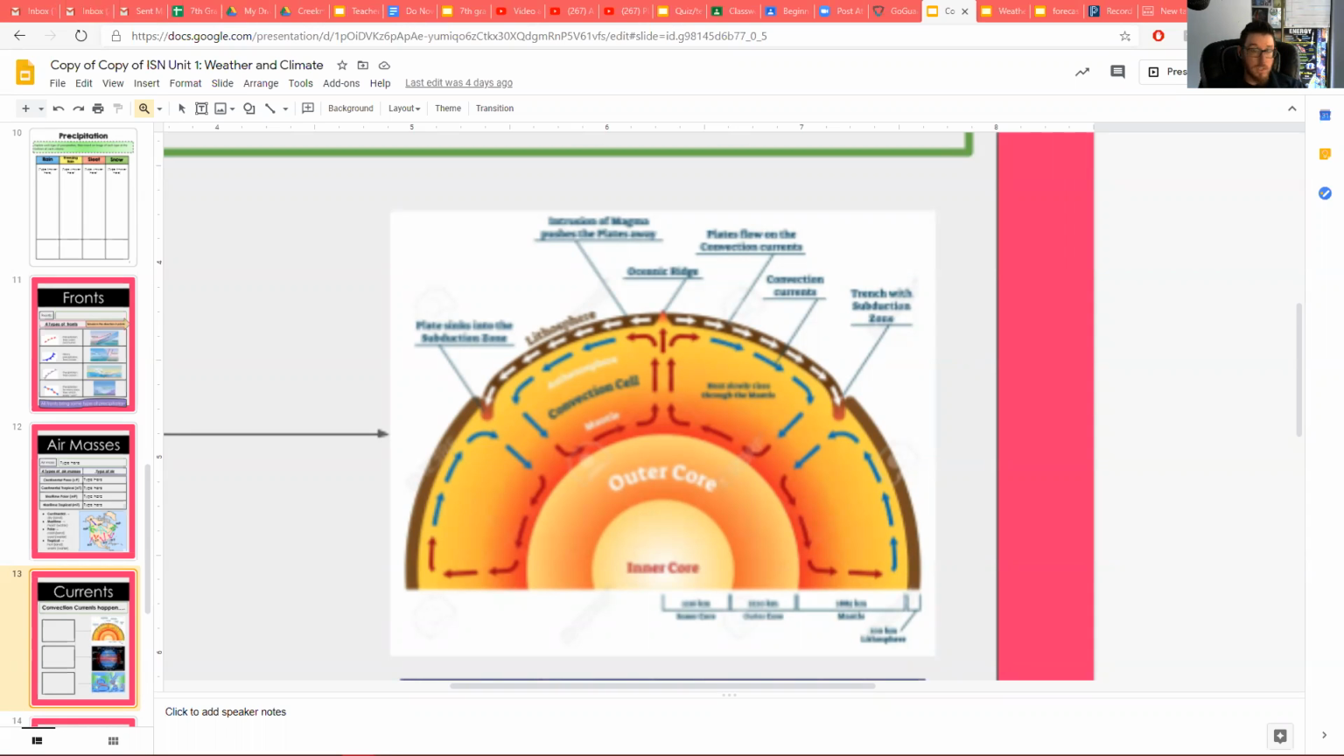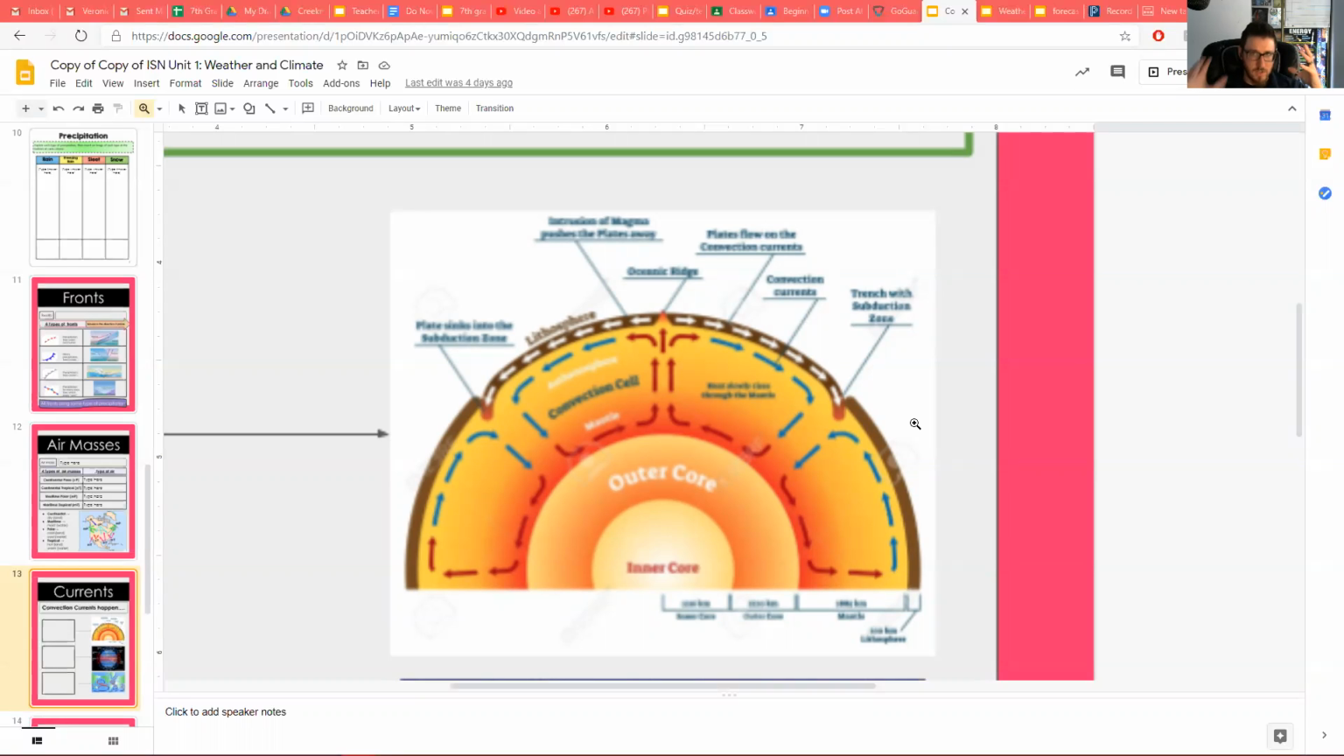Tomorrow, on Tuesday, we'll be talking about convection currents. And we'll also be practicing on Quizlet, so make sure that you have that ready to go tomorrow. We'll be able to get into there, practice on that a bit, and study for this week's quiz.